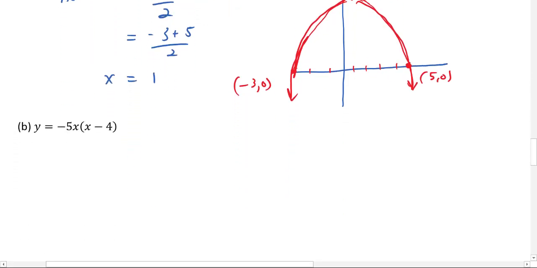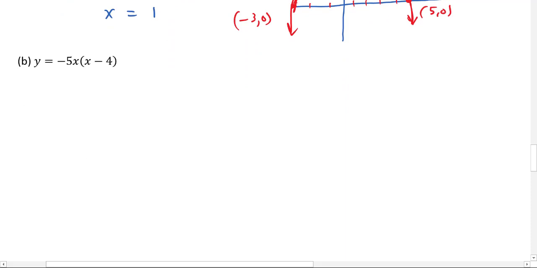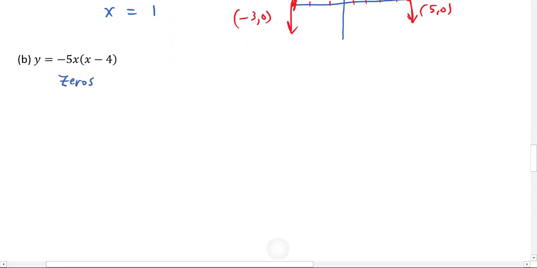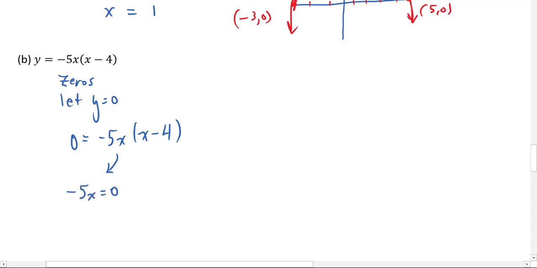Alright, on to the second one, B. Doing the same thing. We start off with the zeros. We let y equal 0. Now this one looks a little bit different, but we can still solve the problem. We're going to take the negative 5x this time. If that equals 0, then 0 times x minus 4 is going to be 0.